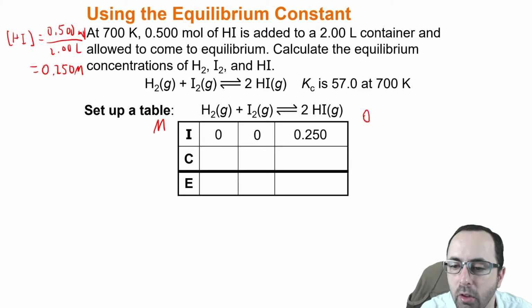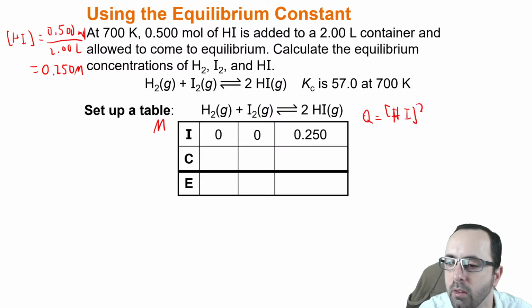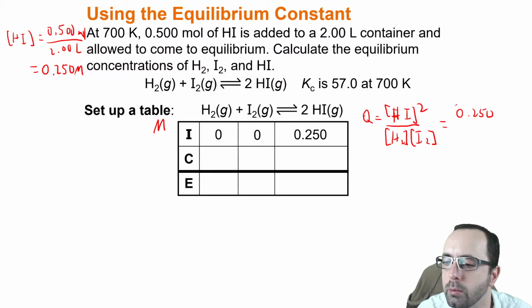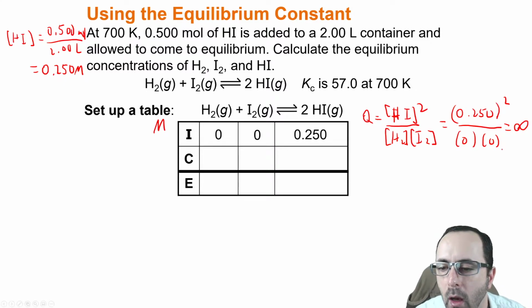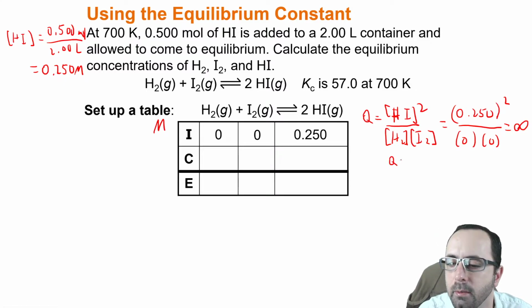So our expression for Q would be the concentration of the products, HI, we'd square that, over the concentration of H2, also over the concentration of I2. And if we plug those in, we have 0.250 squared for HI, and then we've got 0 for H2 and 0 for I2. And so our Q is infinity because we're dividing by 0. So here Q is greater than K.